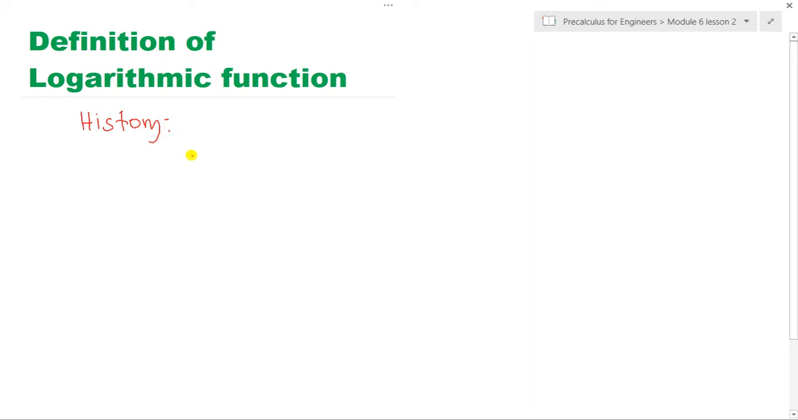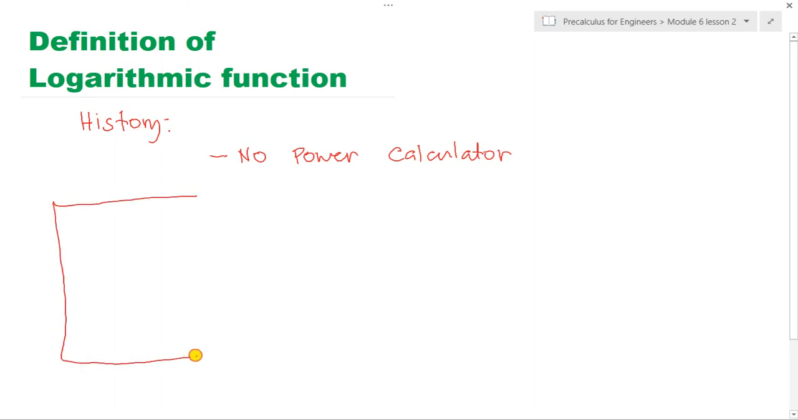So why does logarithm exist, what is the purpose of this? Now, in the early days, they did not have powerful calculators, or even a simple calculator device. So what they did is they devised, or created, a certain table. They made a table of values, calculated manually.